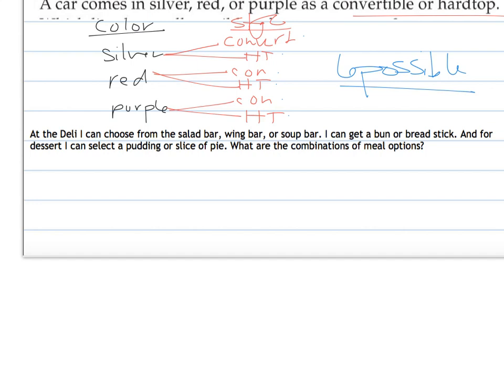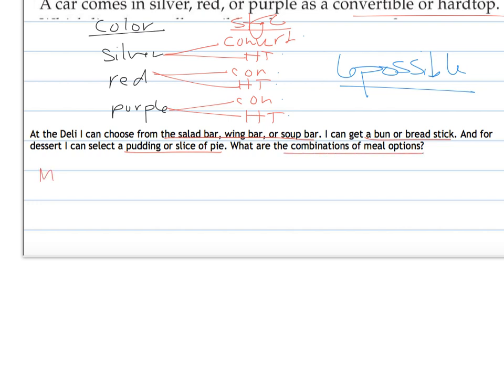At a deli, so this has a little bit more choices. At a deli, I can choose from the salad bar, wing bar, soup bar. I could get a bun or breadstick. And then for dessert, I could either get a pudding or a slice of pie. So I'm wondering what are the combinations of meal outcomes that I could have.